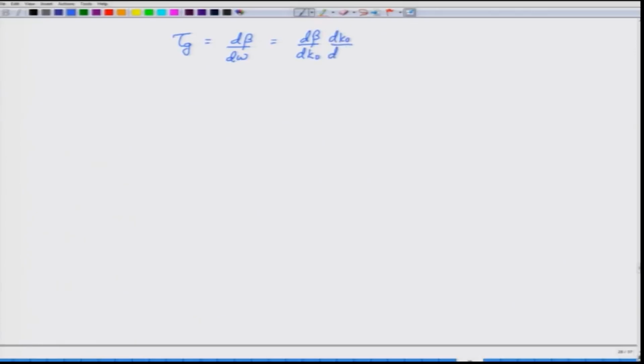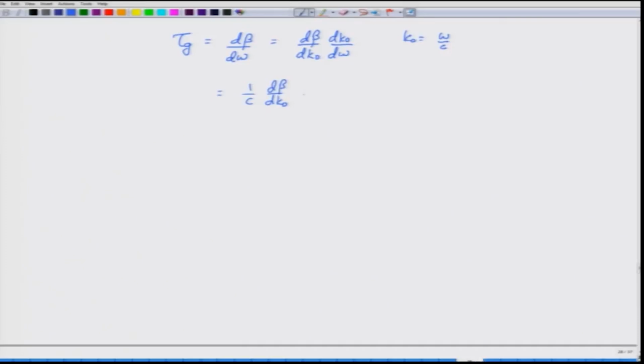differentiating k naught with respect to omega, where k naught of course is given by omega by c, where c is the phase velocity, and you are simply writing this dk0 on both sides, so that the entire expression is still the same. Okay. And of course, because k0 is in this way, so dk0 by d omega will be 1 by c. So, this is actually equal to 1 by c d beta by dk0.